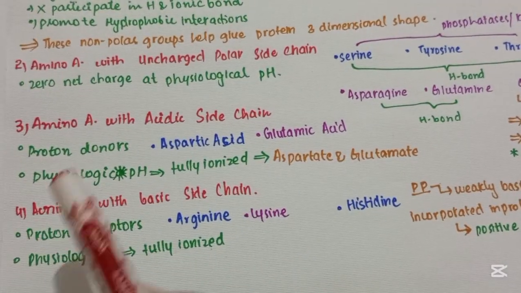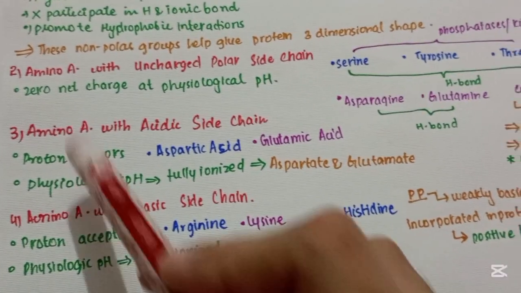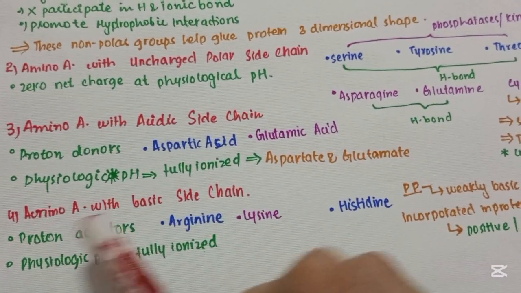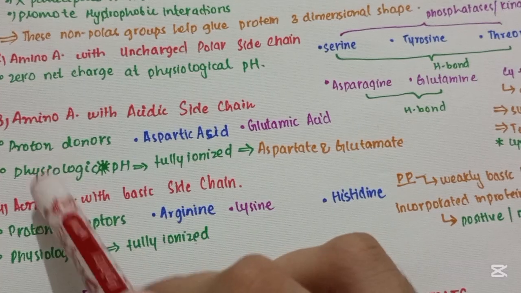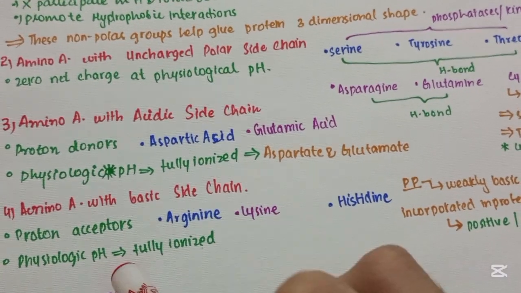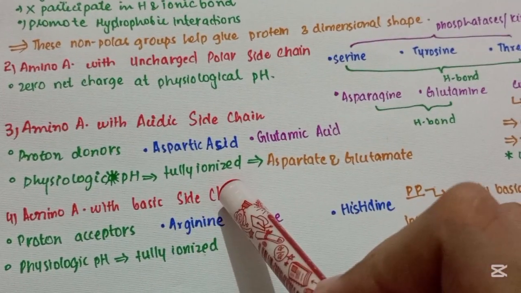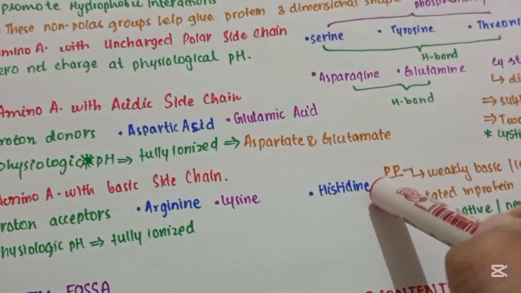Our next and last category is the amino acids with basic side chains. If the acidic ones are donors, then these are acceptors. They are proton acceptors. They are also fully ionized at physiological pH. We have examples of arginine, lysine, and histidine.